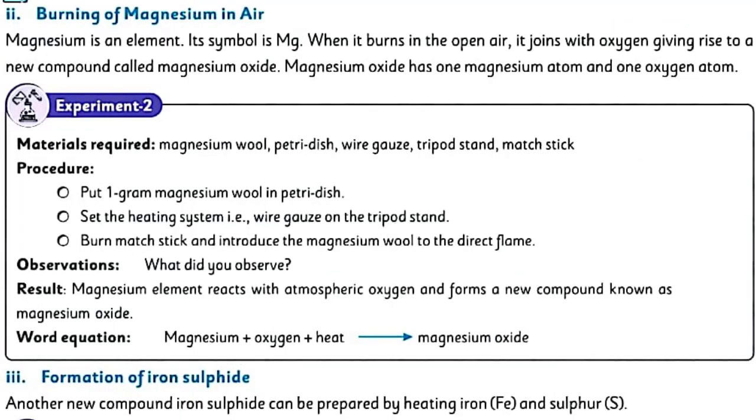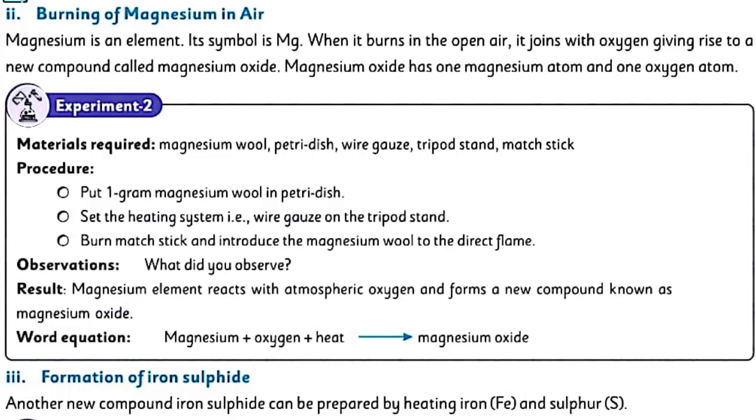2. Burning of magnesium in air. Magnesium is an element. Its symbol is Mg. When it burns in the open air, it joins with oxygen, giving rise to a new compound called magnesium oxide. Magnesium oxide has one magnesium atom and one oxygen atom.